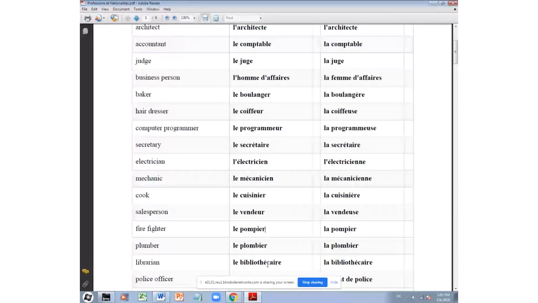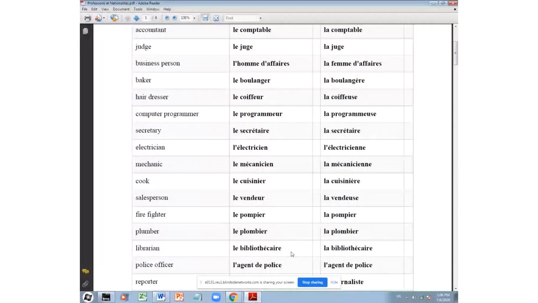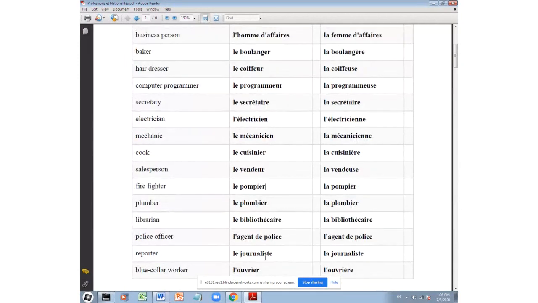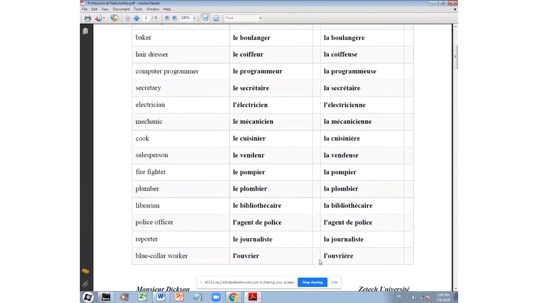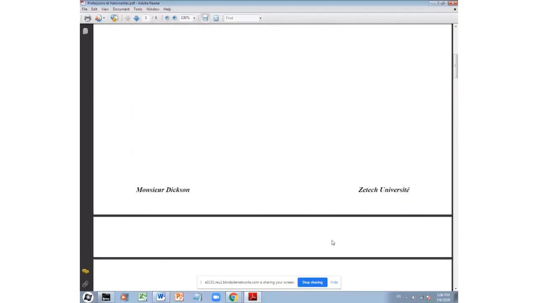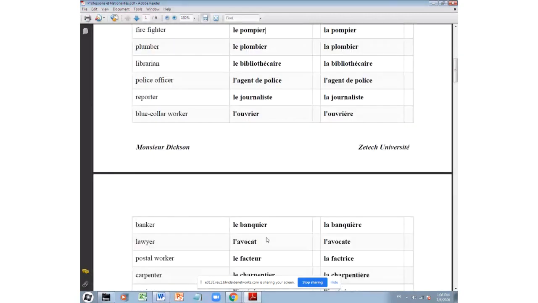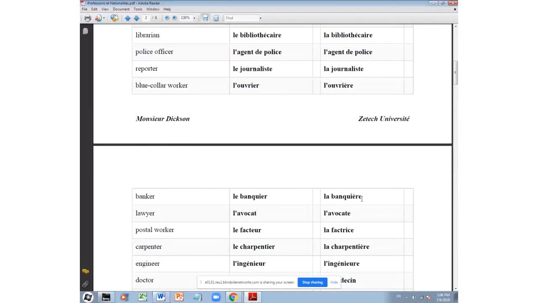Bibliothécaire, that is a librarian, okay, from the word bibliothèque. Agent de police, the same. We say journaliste, already ends with letter E, remains the same, journaliste. We say ouvrière, that is blue collar worker. Ouvrière, okay. We have a banker. We say banquier. Okay, avocat, you add E at the end. The facteur, so we say facteur, factrice. Remember, I told you letter T before the URE changes to TRICE. So the facteur as a noun, we say facteur, factrice.